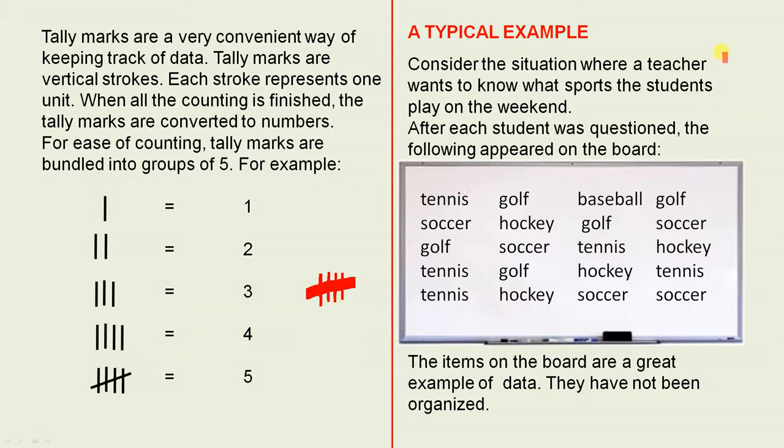A typical example. Consider the situation where a teacher wants to know what sports the students play on the weekend. After each student was questioned, the following appeared on the board. So they're the list of all the sports that are played by the class. So the items on the board are a great example of data. They have not been organised.